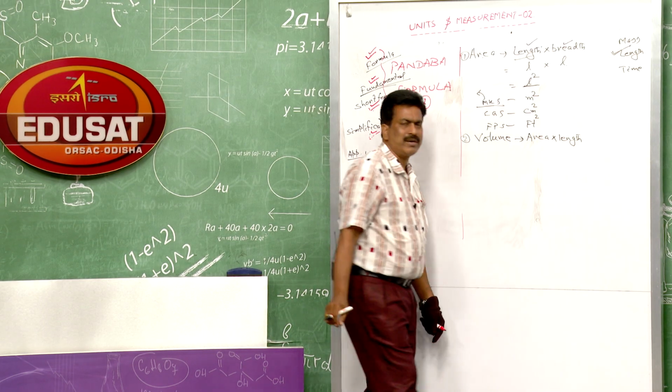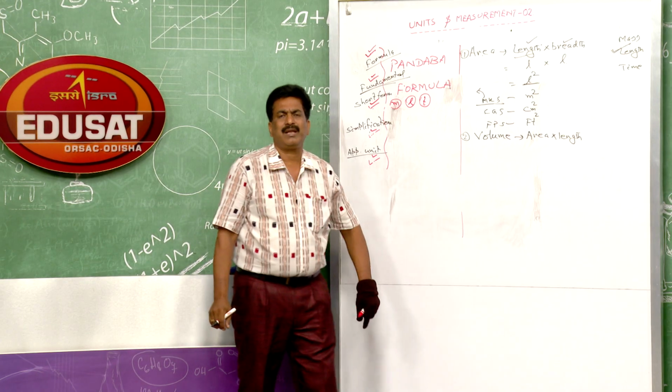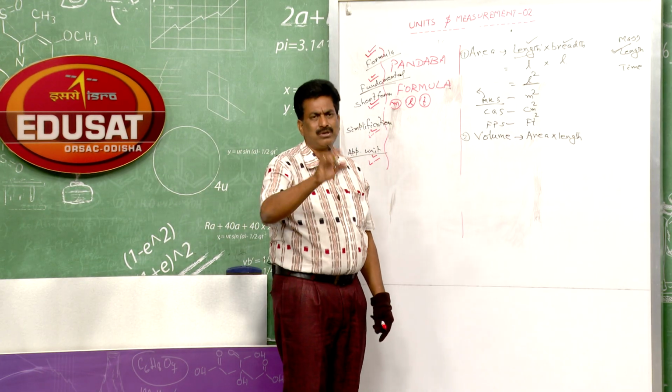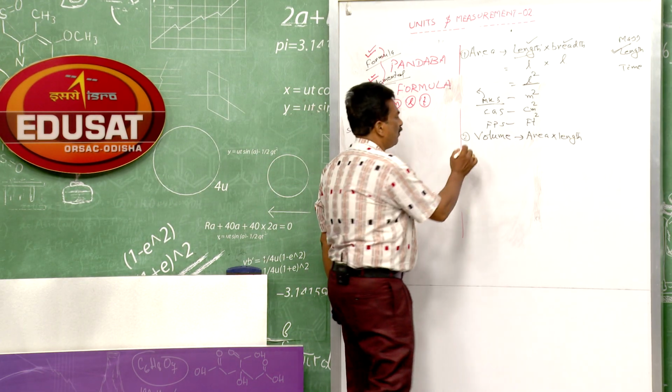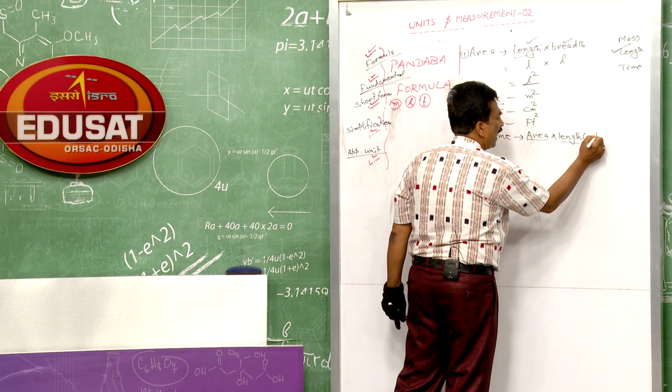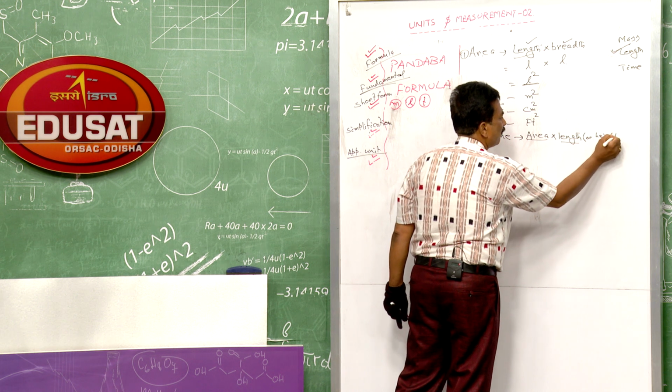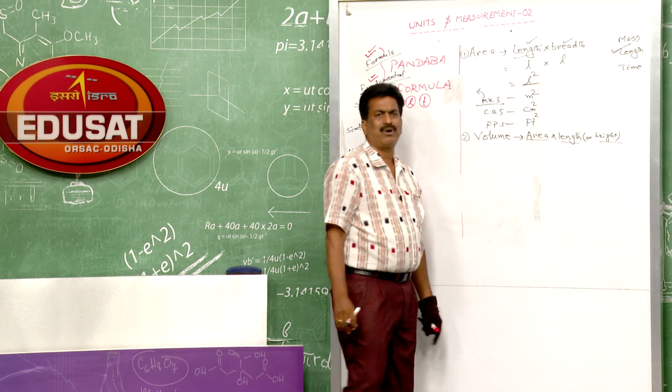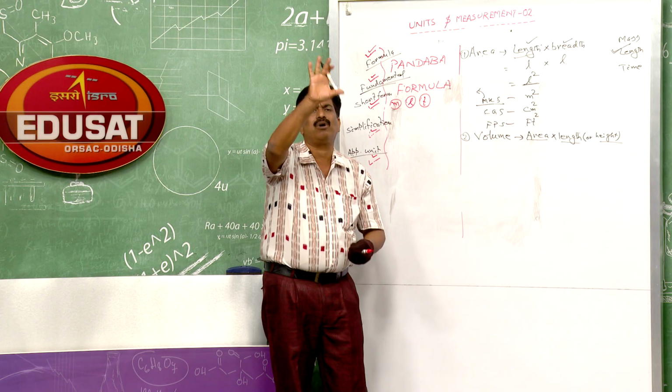So generally the students will say that the volume is length, breadth, height. No, that is not always the same formula. So the volume formula is always area into the length or the height. Okay, that is the formula: the base area into its height.